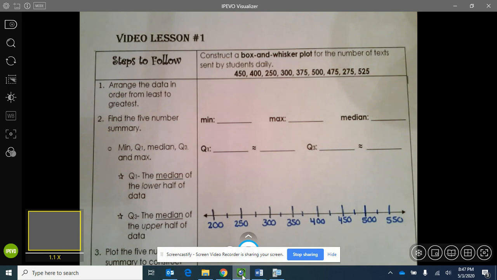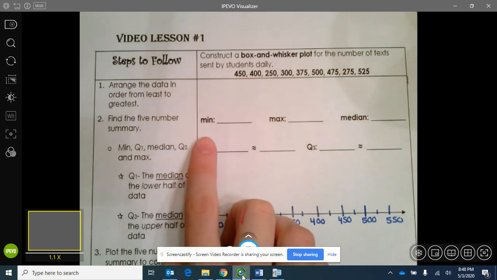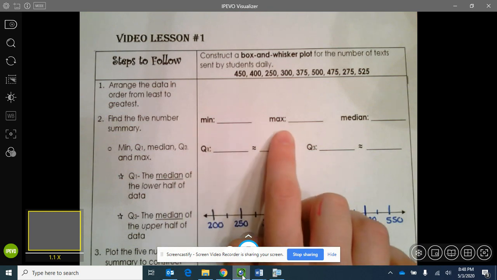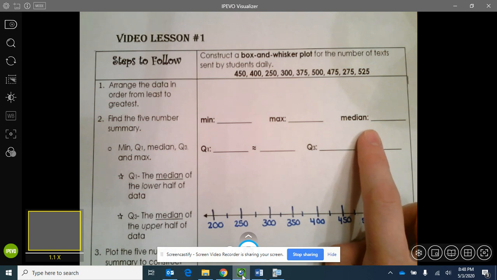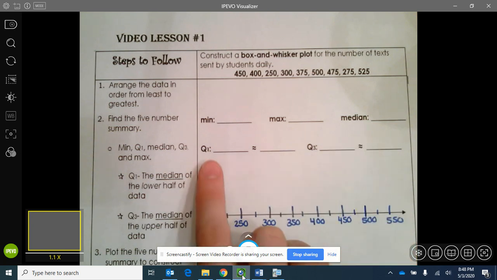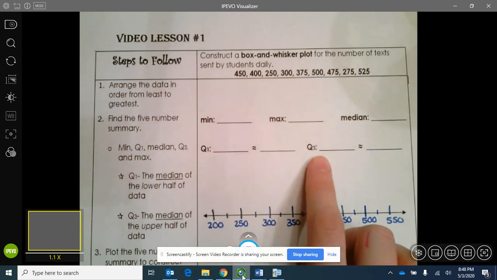Now, when you are constructing a box and whisker plot, you need to find your 5-number summary. So your 5-number summary is what allows you to construct your box and whisker plot. That 5-number summary consists of a minimum, which is your lowest data value, a maximum, which is your largest data value, your median, which is the number right in the middle of the data, as long as your data is ordered from least to greatest. Your lower quartile, or Q1, is the median of the lower half of the data, and your Q3, or your upper quartile, is the median of the upper half of the data.